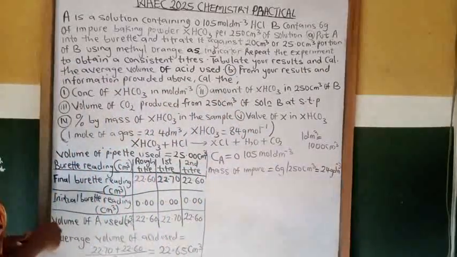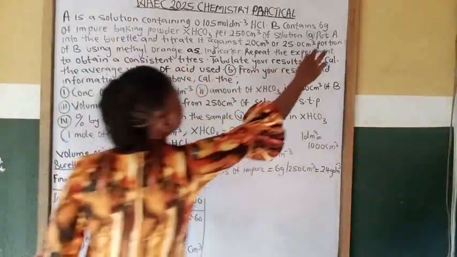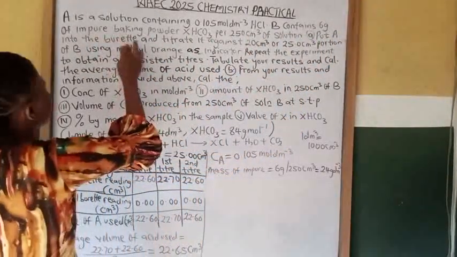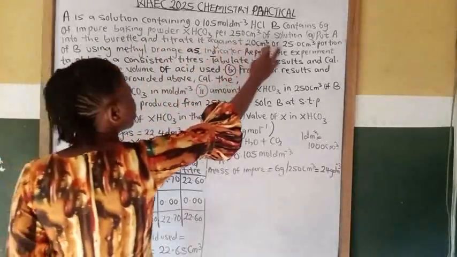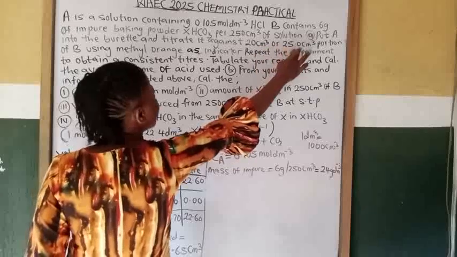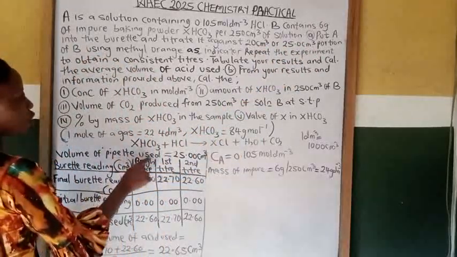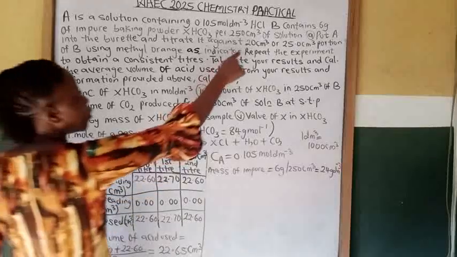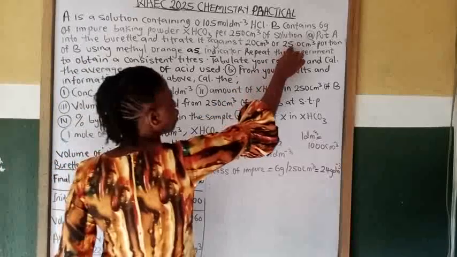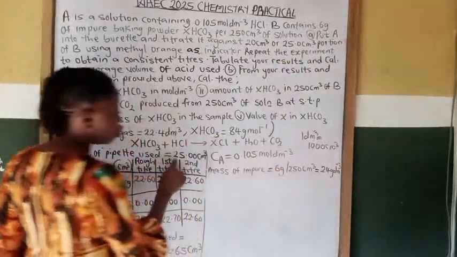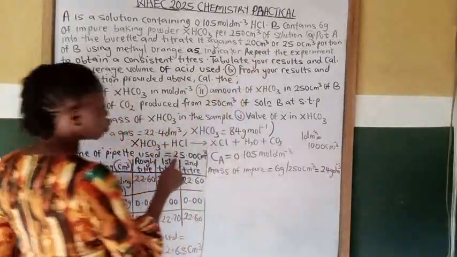So let's read further. Now put A into the burette, which you have done, and titrate it against 20 or 25 centimeter cube portion of B. So that is the volume of your what? Of your pipette. If the volume of your school pipette is 20, you write 20 here. If the volume of your school pipette is 25, you write 25 here. So my volume of pipette is 25.